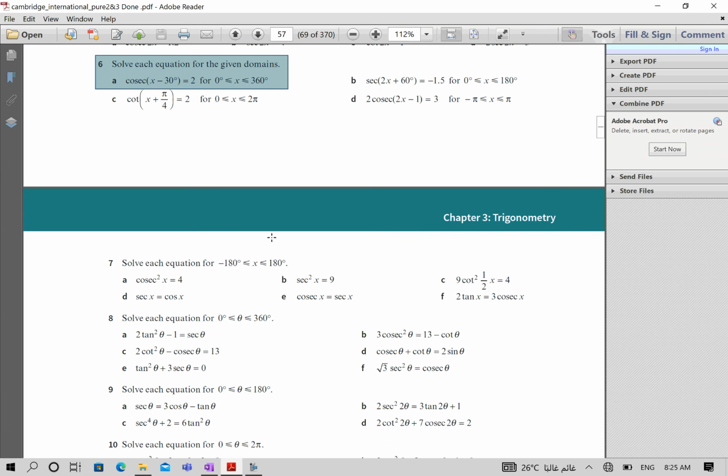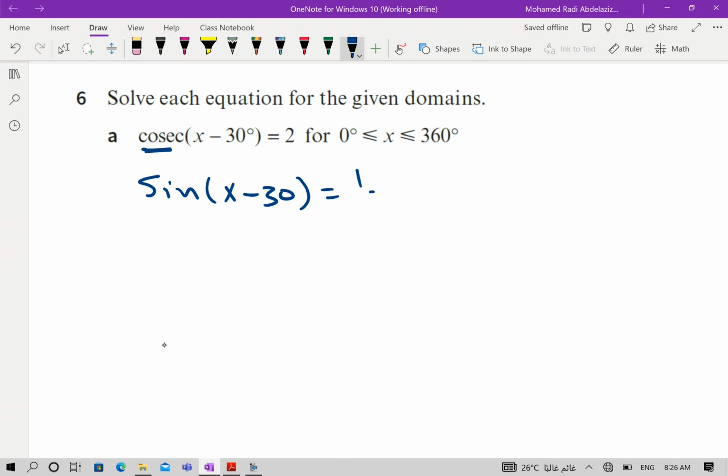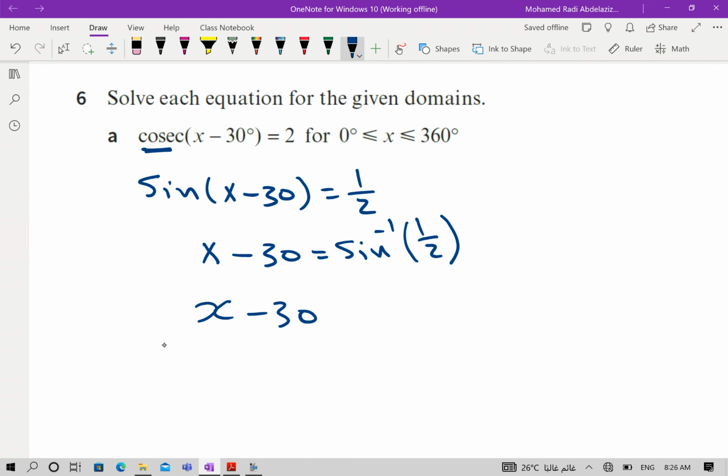Exercise 3A. Let's start. Cosec x minus 30 is equal to 2. We will not use cosec, we will use sine. Sine x minus 30 is equal to half. Clear? Then x minus 30 is shift sine of 1 over 2, then x minus 30 is equal to 30. Don't try to find x. Whatever the expression, keep it.